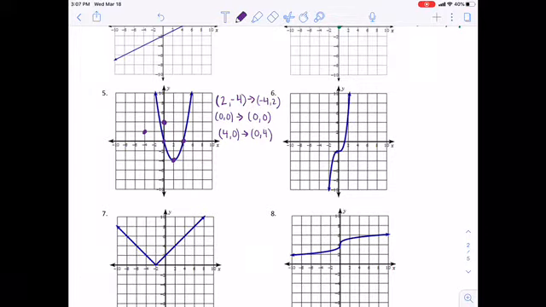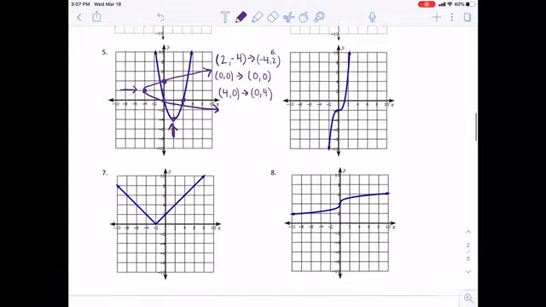Now, remember that this point right here, that point (2, -4), was my vertex, which means in my new picture, its inverse, that (-4, 2), is going to be the vertex. So if I connect these dots, I end up with a shape that looks like this. Notice how it ends up being a parabola turned on its side. So that's what number 5 should look like.